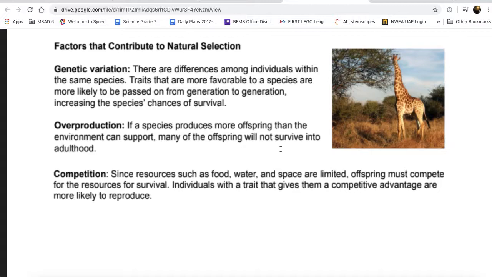Overproduction is another term. If a species produces more offspring than the environment can support, many of the offspring will not survive into adulthood. So let's look at our giraffe example again. If we have one giraffe in one tree, everything's okay. If we had 40 giraffes in one tree, then not every giraffe will get enough to eat. Overproduction of a species.